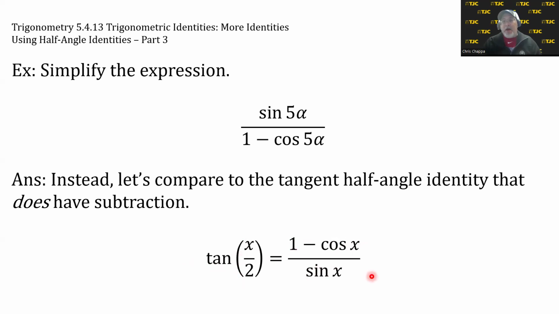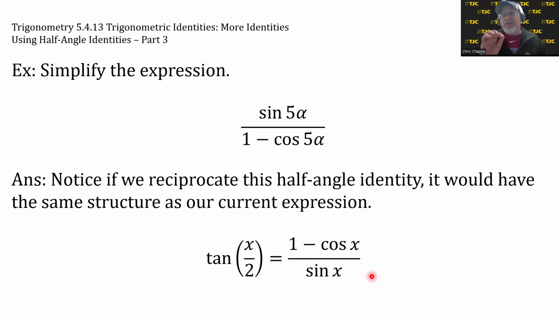And now you're probably thinking, okay, so we fixed the minus, but now the fraction is completely upside down, so it doesn't have the same structure. It's upside down. It's the reciprocal. We can capitalize on that. Notice if we reciprocate this half-angle identity, it would have the same structure as our current expression. In other words, if I reciprocate the right side, I'll have the sine on top and the 1 minus cosine on bottom, which is exactly what I need.